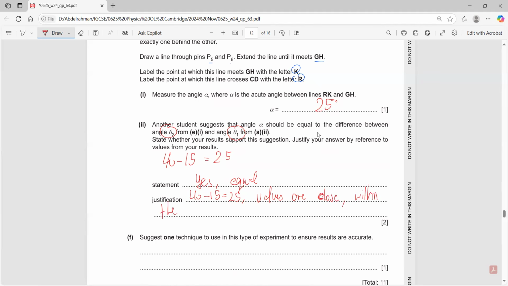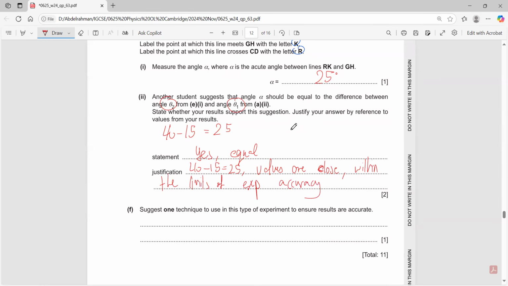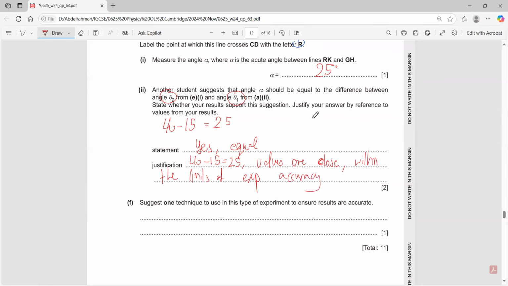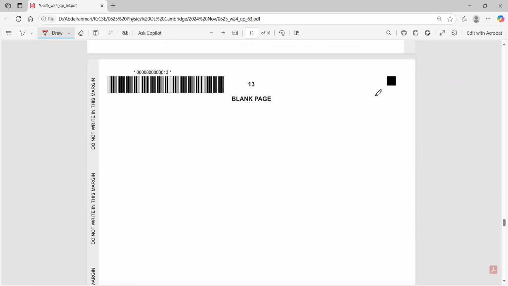Within the limits of experimental accuracy. Suggest one technique to use in this type of experiment to ensure that the results are accurate. One very important technique is to use thin lines. You have to use thin lines.